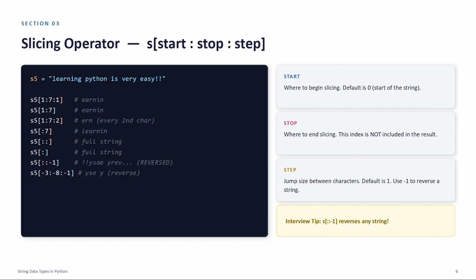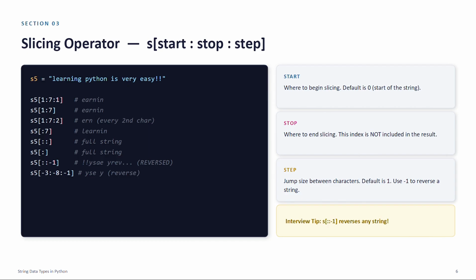So the first value, the 0th place, is L. So L will not be included. It starts from index 1. So E, R, N, I, N. So N will be the stop there. G is not included because the 7th position is G. But when you are using the slicing operator, it provides the output up to stop minus 1. Now let's move on, that is s[1:7]. If you are not providing any step inside the operator, it will count it by default as 1.